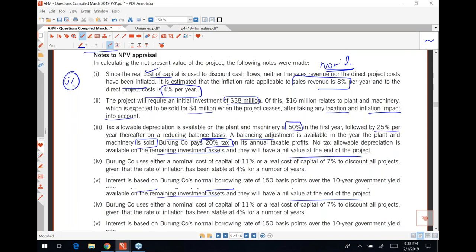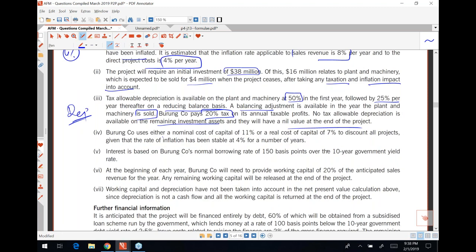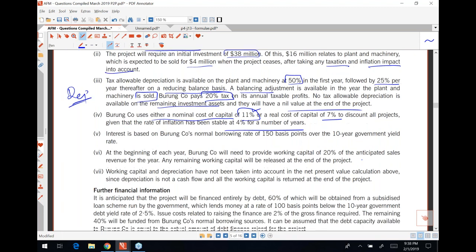It says Bureau uses either a nominal cost of capital of 11% or a real of 7%. So nominal needs to be used, and general inflation is 4%. It says interest is based on Bureau's normal rate of 150 basis points over the 10-year government yield curve. So yield curve plus 1.5% is your interest cost.